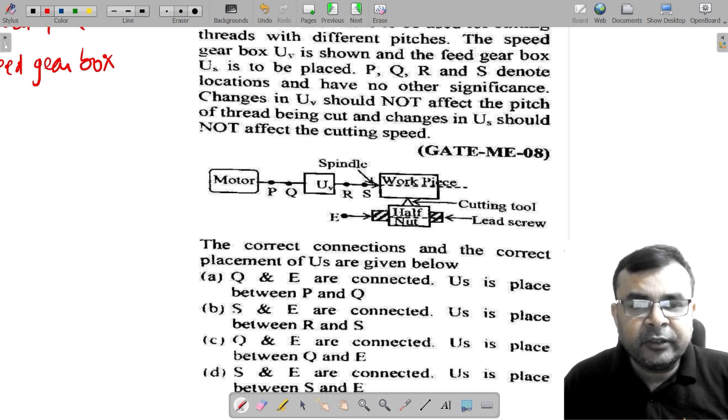Then obviously you can see this is a workpiece. This is a workpiece which is fitted on the chuck. Yes or no? And this chuck is connected with this gearbox. This chuck is connected with this gearbox. So this is a motor, electric motor.